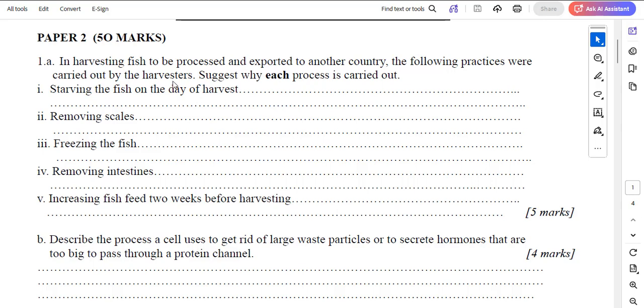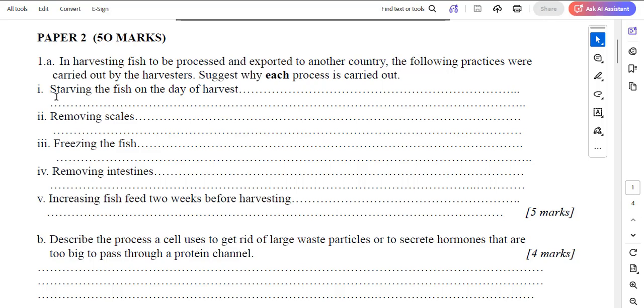So we are going to look at paper 2 first, and then paper 1, the multiple choice aspect. If you are ready and I'm ready, we'll look at question 1 of paper 2. The first question is: in harvesting fish to be processed and exported to another country, the following practices were carried out by the harvesters. You suggest why each process is carried out.